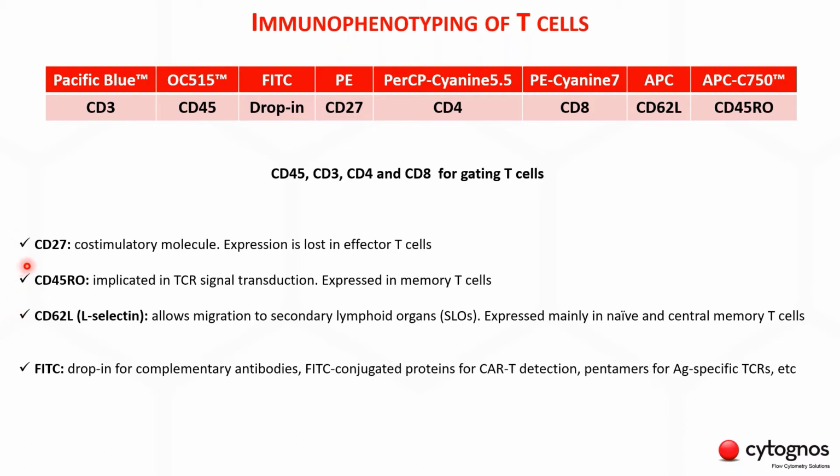So we have included the CD27. This is a co-stimulatory molecule whose expression is lost in effector T cells. We have also included the CD45RO, which is expressed in memory T cells. And finally, CD62L or L-selectin, which is expressed mainly in naive and central memory T cells. Last but not least, we have left the FITC channel free for drop-ins. So the user may add complementary antibodies for the identification of more specific T cell subpopulations or include FITC conjugated reagents for the detection, for example, of CAR T cells or other antigen-specific T cells.